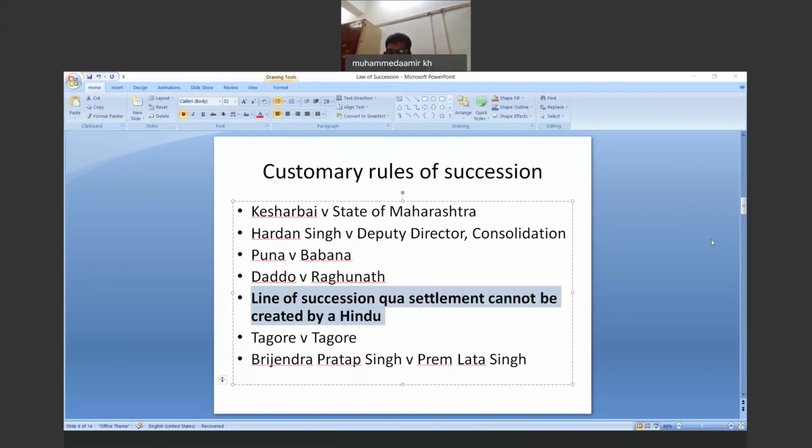A Hindu can also enter into a family settlement, recognizing the rights of the parties to the settlement. Whatever the case be, under the deed of settlement each party will have a share which will be valid and binding, and its validity is not being challenged. But again, the same in the case of Brijendra Pratap Singh versus Premlata Singh.